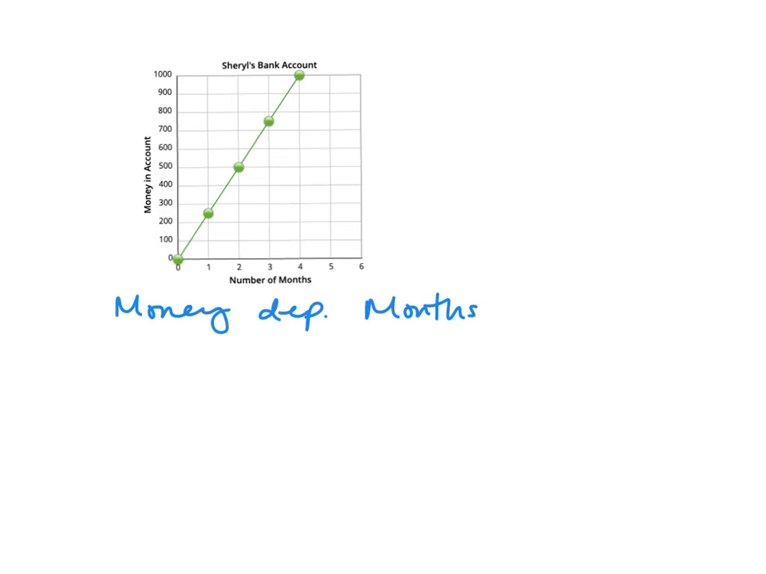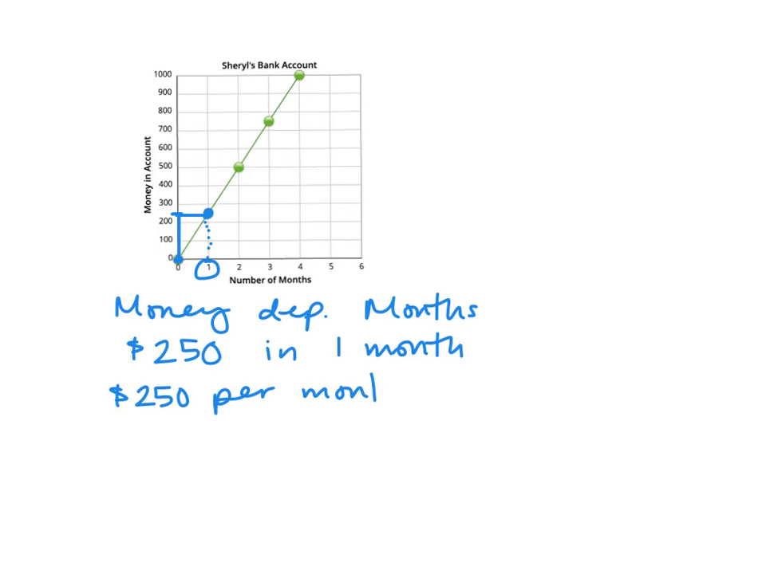So I'm going to pick two dots. And I like to pick two that are close to each other if I can. So I'm noticing that the money increased $250. And I'm going to go down and see, it took 1 month to do that. So my unit rate is $250 per month. And that would be my unit rate.